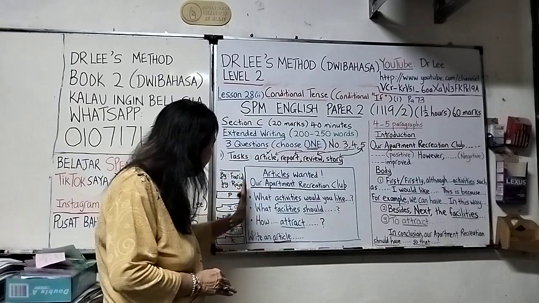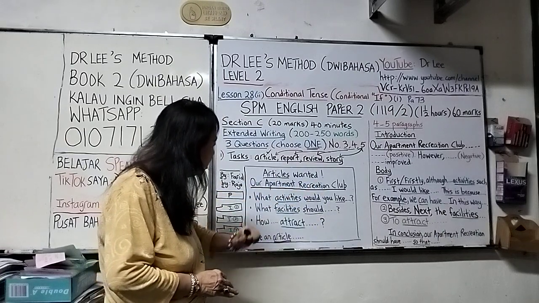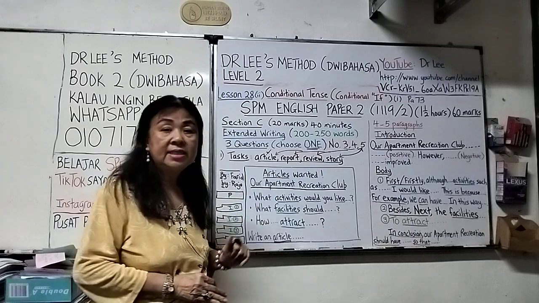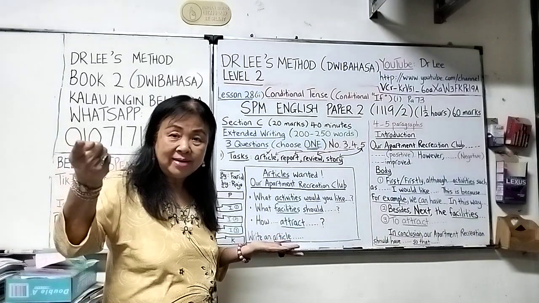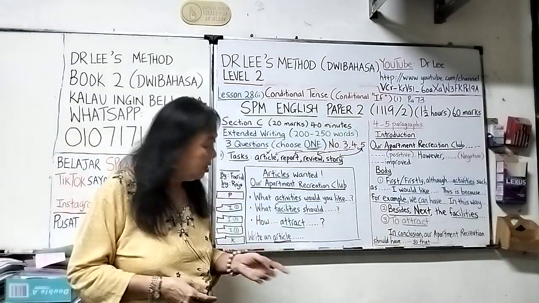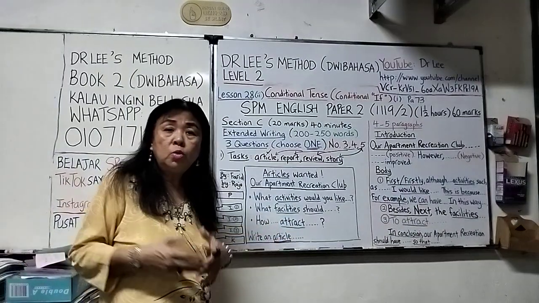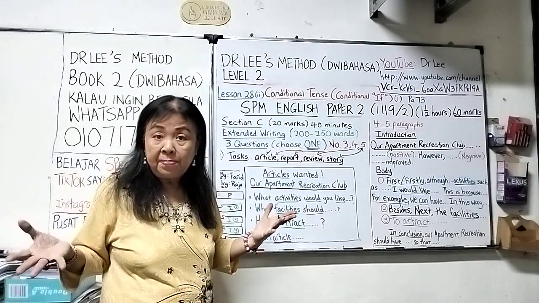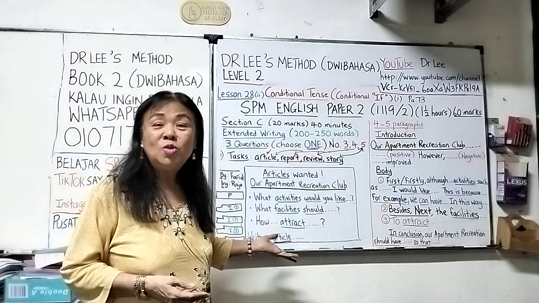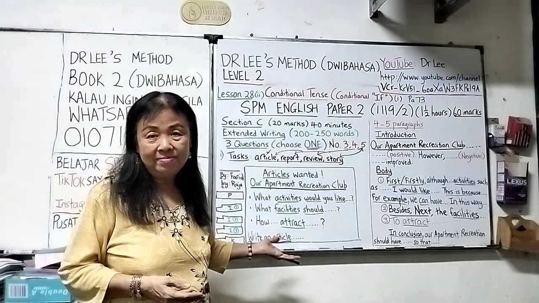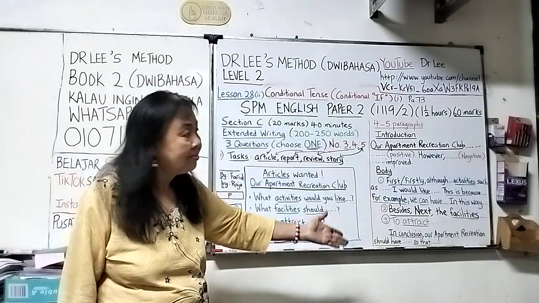Now, let us say this is the question. Articles wanted, our apartment recreation club. Then the questions are stated here. What activities would you like the club to have? What facilities should the club have? How to attract more people or all the people to use this club? 3 questions. So I answer.